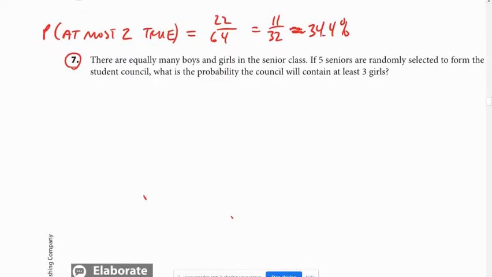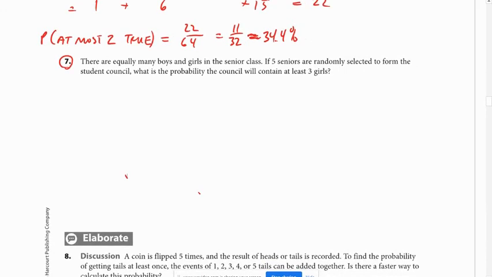Okay, so for number 7, we're picking 5 people, and each person could be a male or a female. So there are 2 options for the gender of each one, and so our number of items in our sample space is 32. And then we want to know what is the probability that the council will contain at least 3 girls.